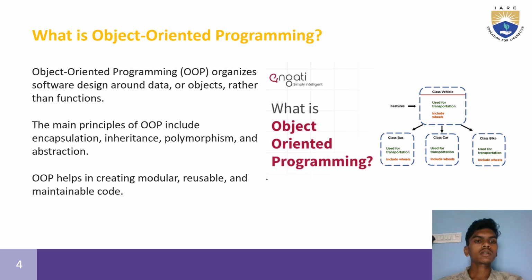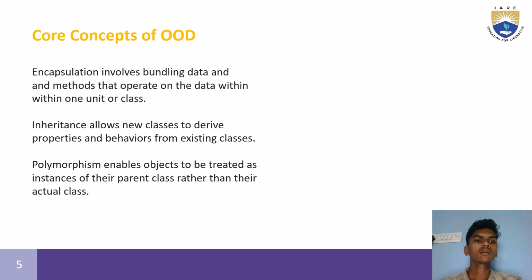And moving forward, what is object-oriented programming? Object-oriented programming organizes software design around data or objects rather than functions. The main principles of OOP include encapsulation, inheritance, polymorphism, and abstraction. Object-oriented programming helps in creating modular, reusable, and maintainable code. This is about object-oriented programming.